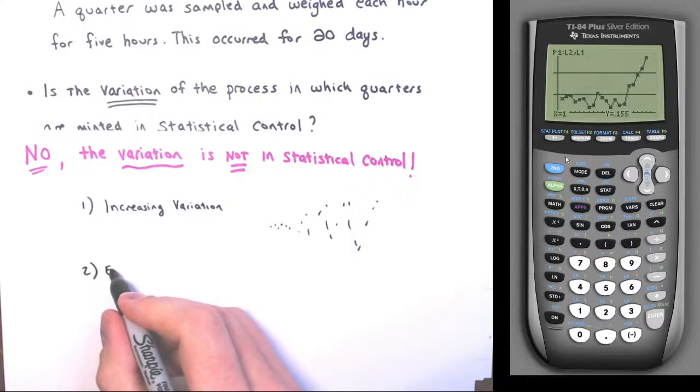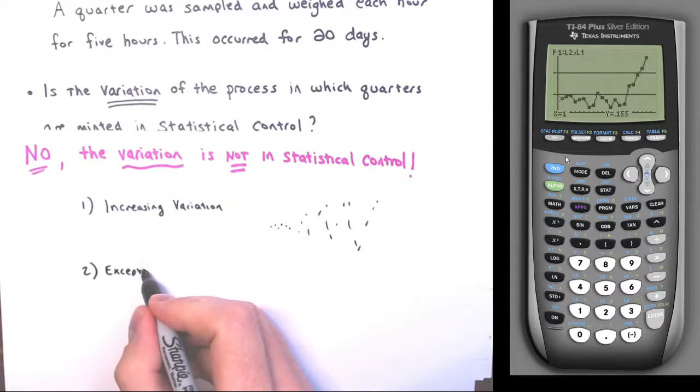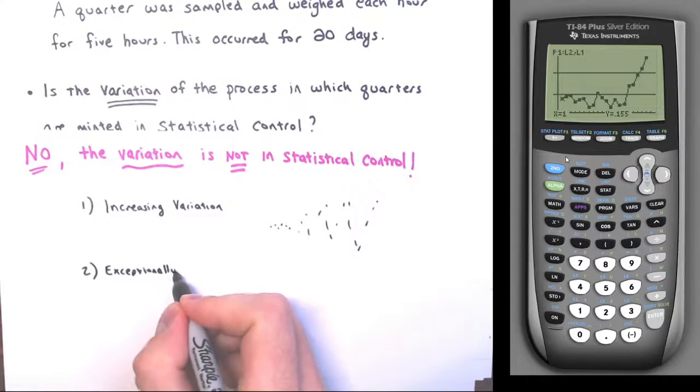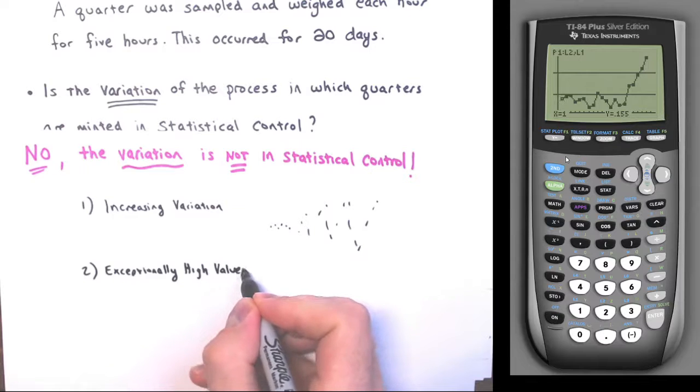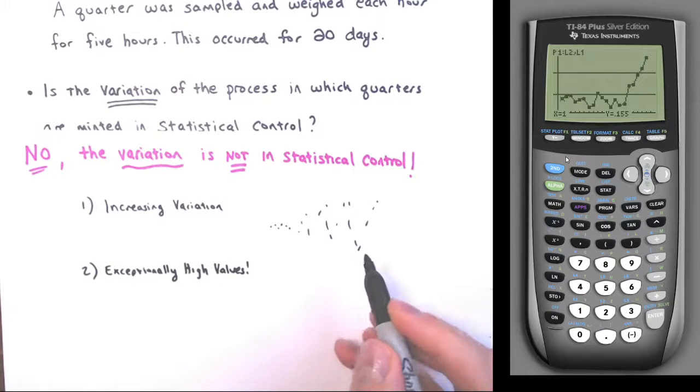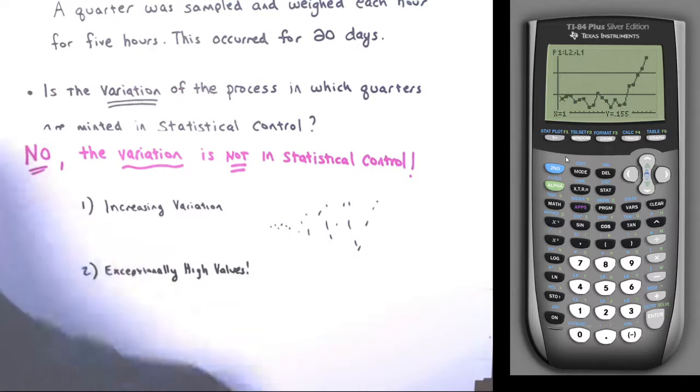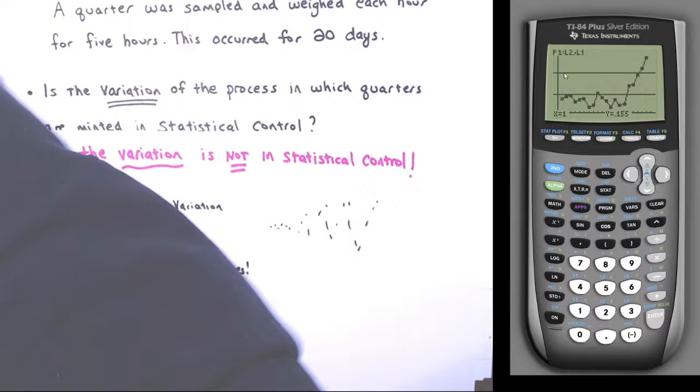Two, there are exceptionally high values, right? There are values above that upper control limit. In fact, like I said, you're seeing two of those on days 19 and 20. Those ranges are too high.